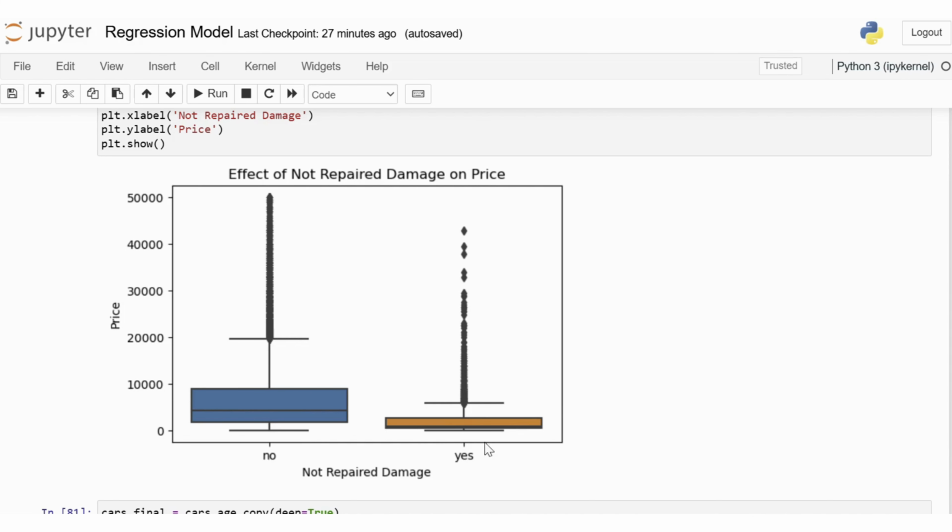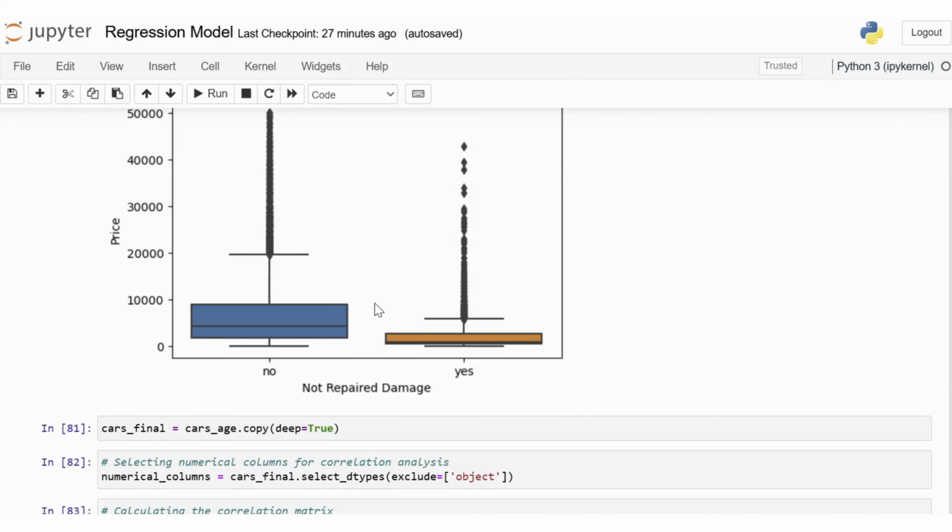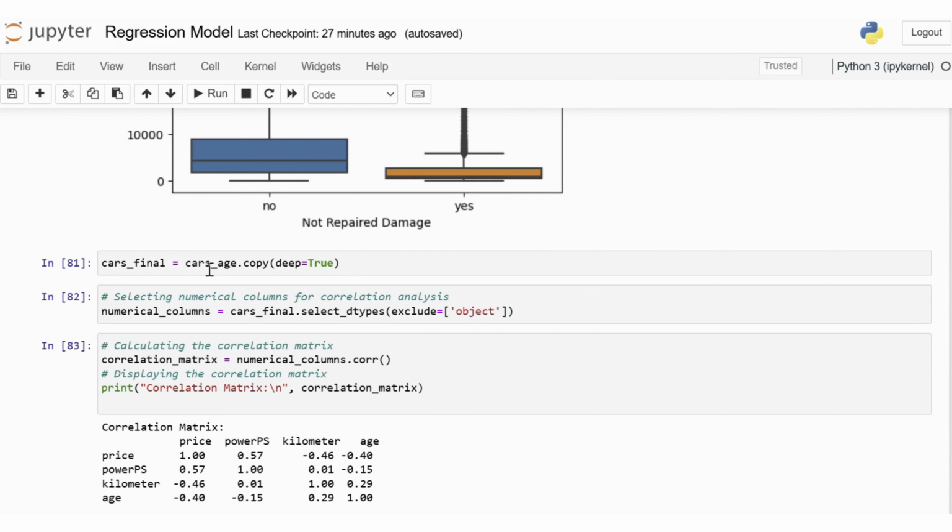By understanding the distribution and impact of the not repaired damage variable on car price, we can better inform our regression model. This variable provides valuable insights into how the condition of a car influences its market value, making it an important feature to retain in our analysis. Before proceeding with further analysis, let's make a copy of the cleaned data to ensure we don't lose any progress.